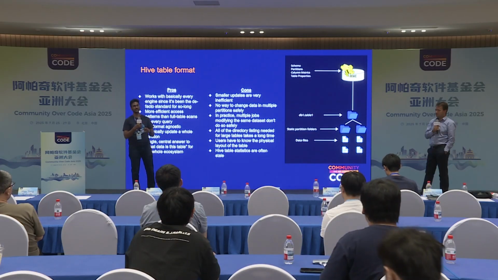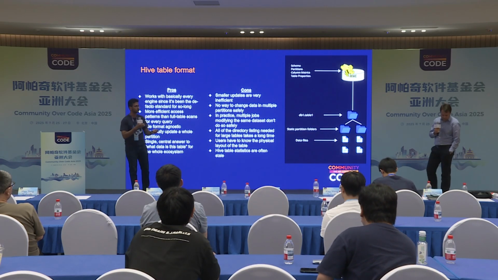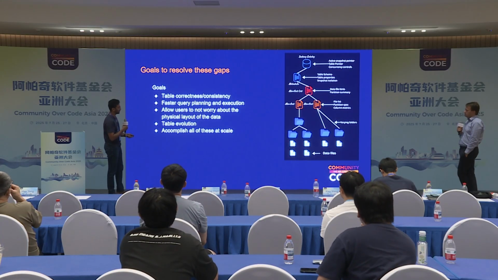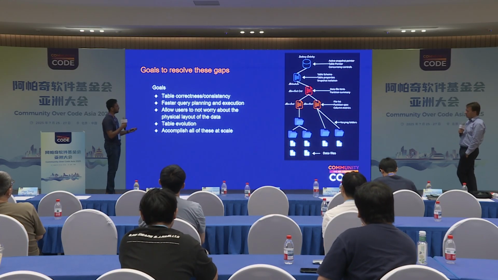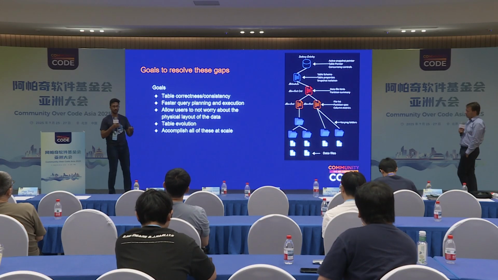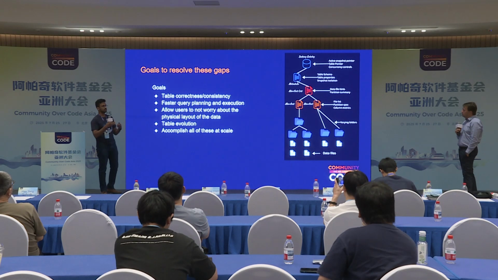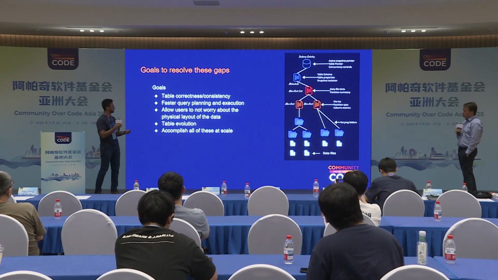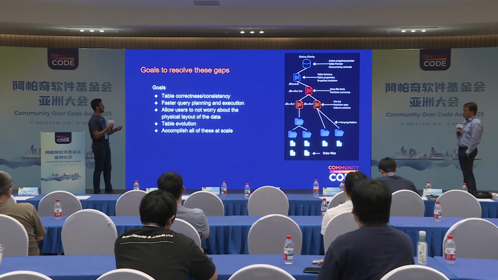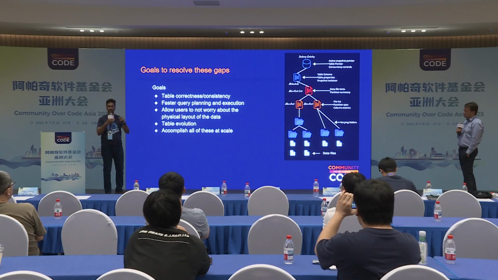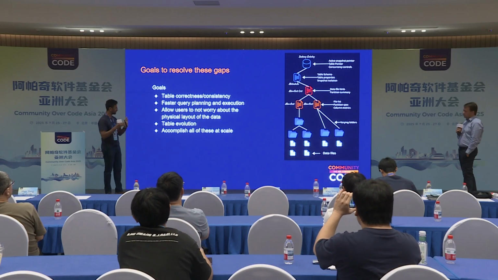So let's say we do not have Iceberg. What were the goals of Iceberg? What did we want to achieve? One, we wanted a table that is correct, which maintains the consistency of the data. Query planning needs to be faster, along with execution. It needs to allow users to not worry about the physical layout of the data, but just the metadata. Overall, they just want to query, simple.